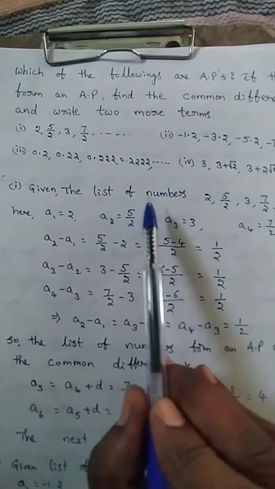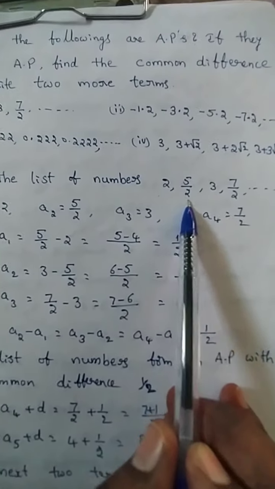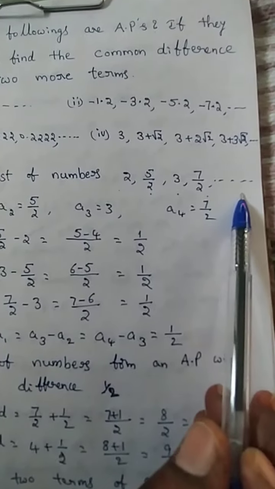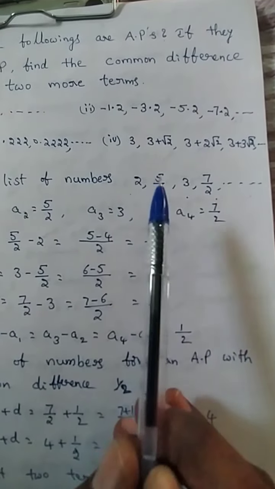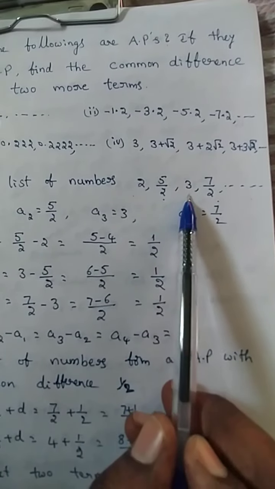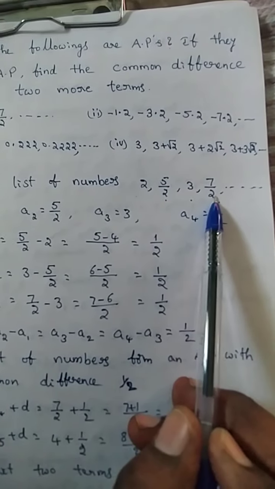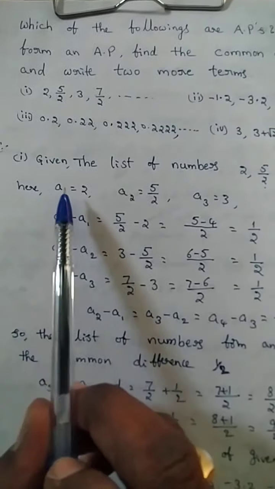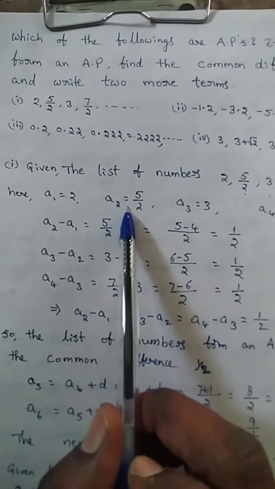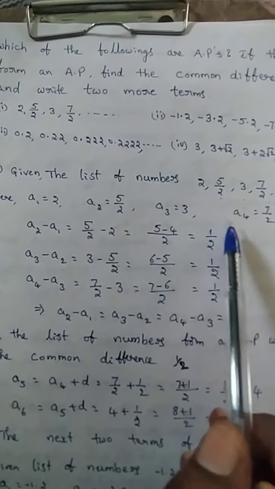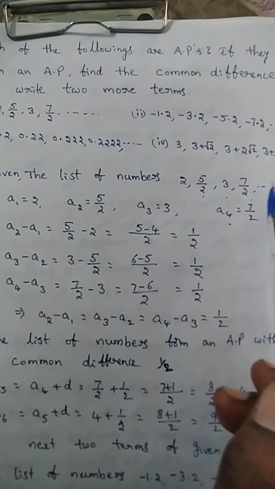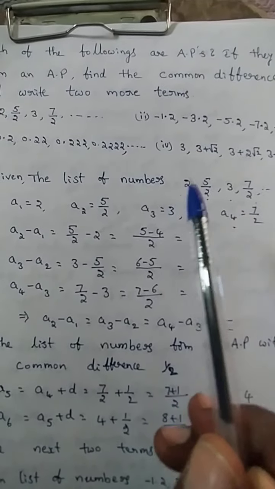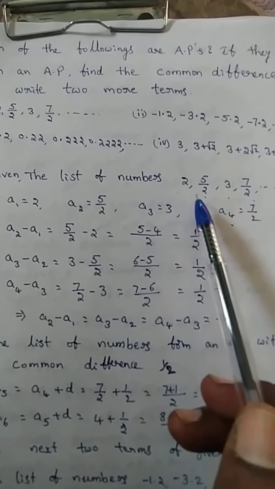Given the list of numbers 2, 5 by 2, 3, 7 by 2, and so on. The first term a1 is 2, second term 5 by 2, third term 3, fourth term 7 by 2. So I wrote here a1 is equal to 2, a2 is equal to 5 by 2, a3 is equal to 3, a4 is equal to 7 by 2. So how can you say that the given list of numbers are in AP? Their common differences are the same.